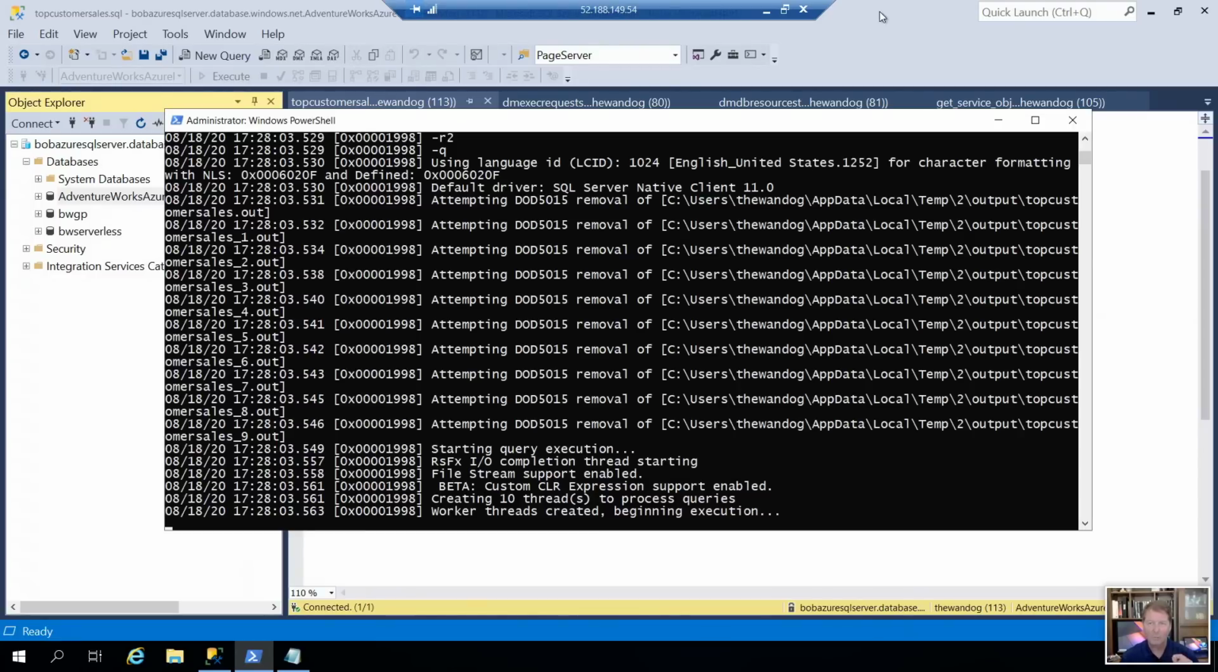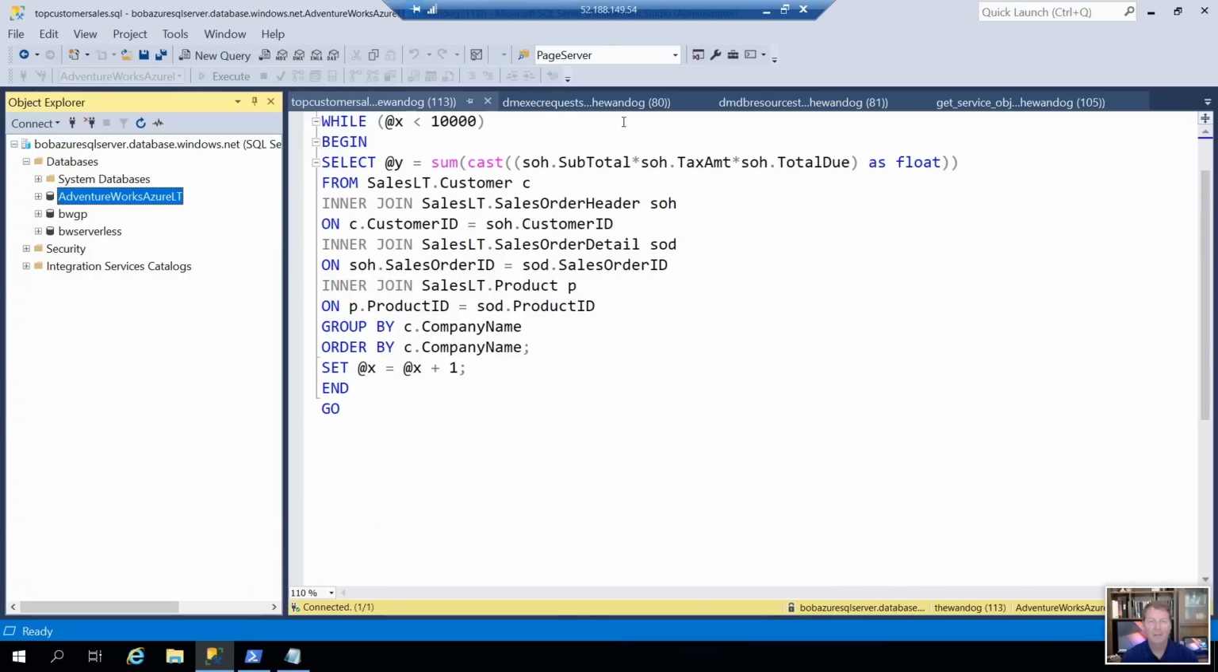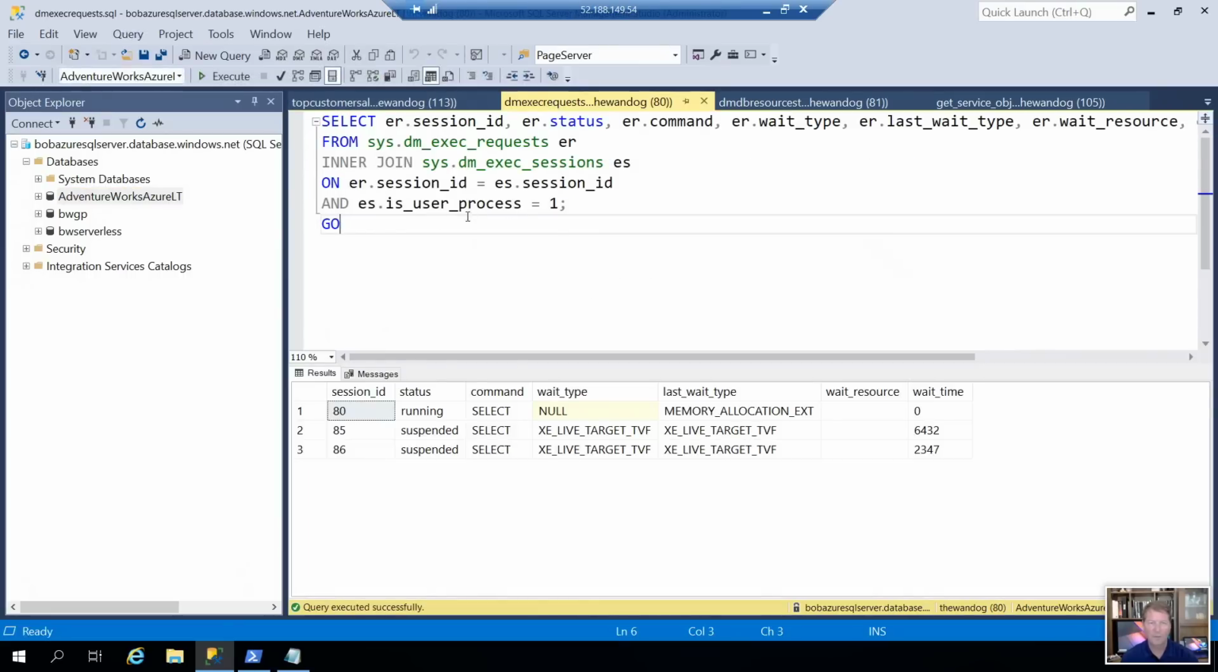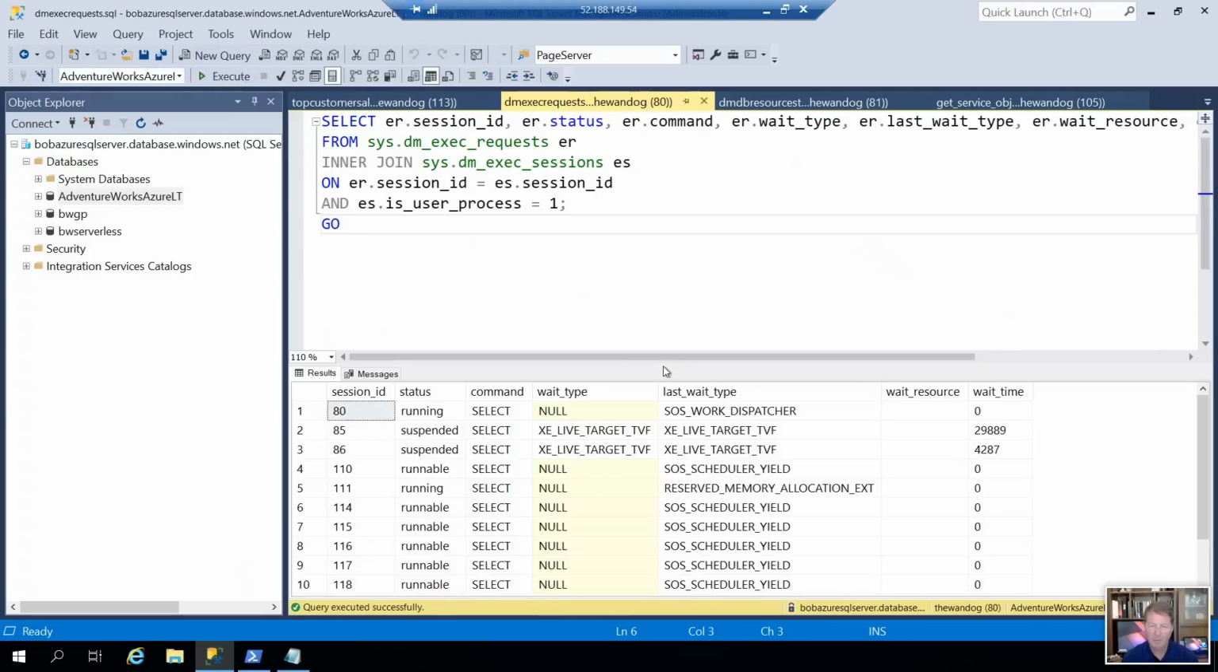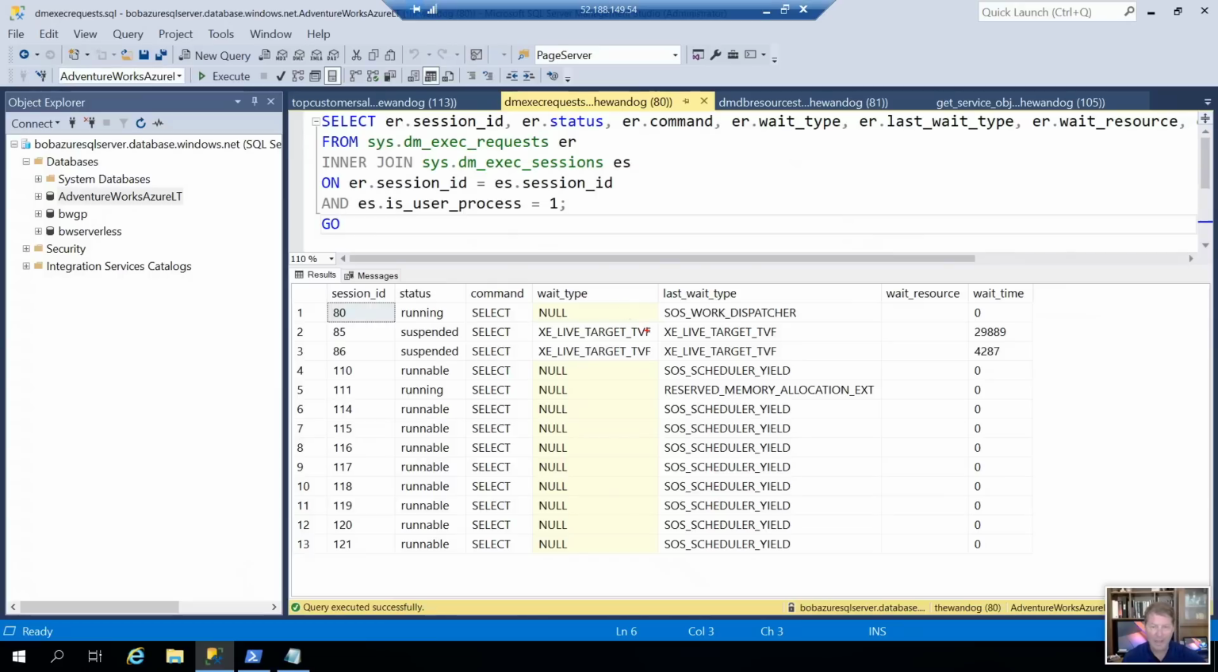Okay, now let's go find out what this thing is doing and monitor it. First of all, let's look at DM exec requests with a join here and see what's happening. By looking at this, I can tell already that I've got a lot of SOS scheduler yield waits. You see that right there? And I've got a lot of queries in a status called runnable. That's the first thing I notice.